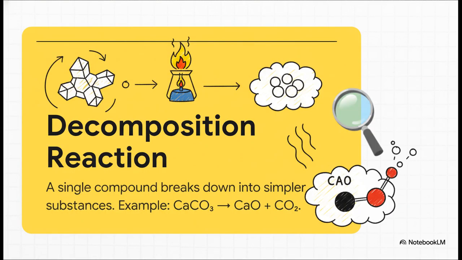So in a decomposition reaction, you're always starting with just a single compound as your only reactant. For example, if you heat up some calcium carbonate, it'll break down into calcium oxide and carbon dioxide gas. So one reactant becomes 2 products, the exact opposite of a combination.